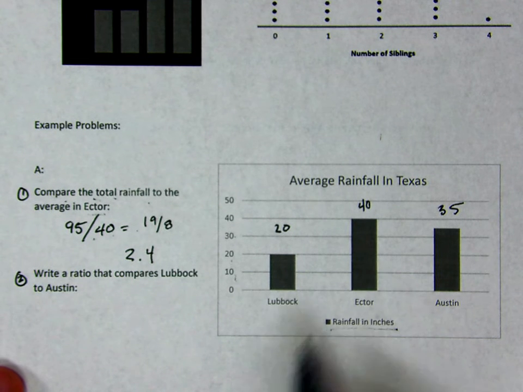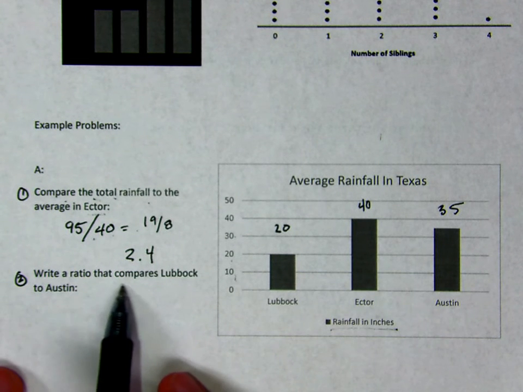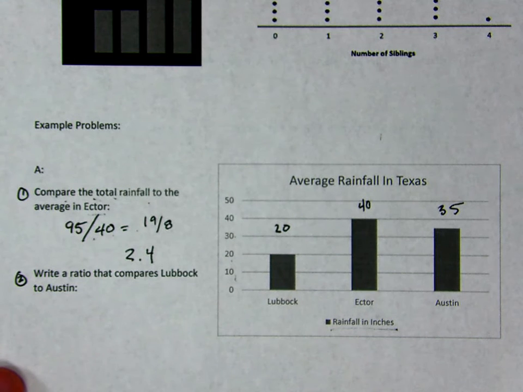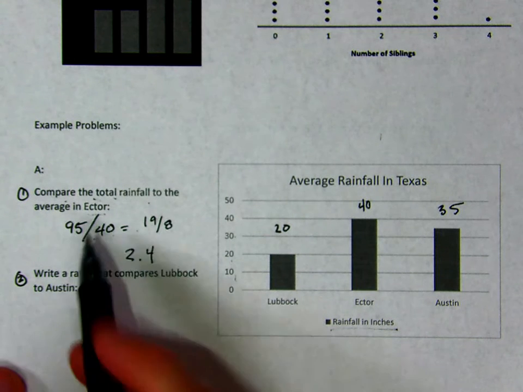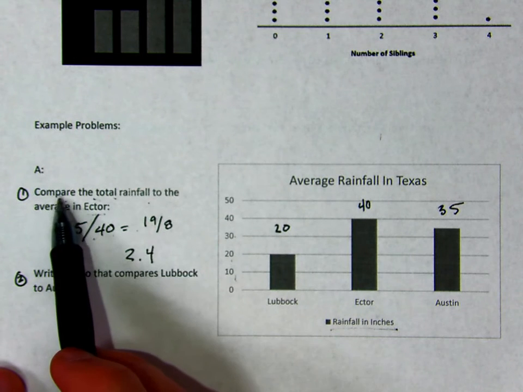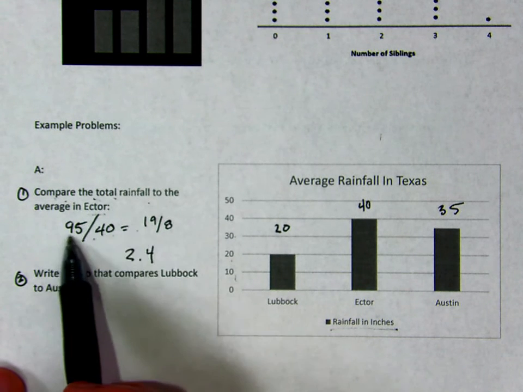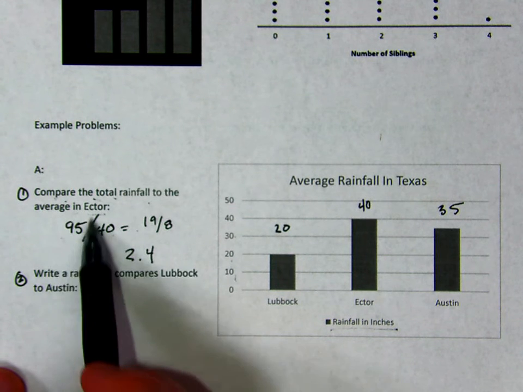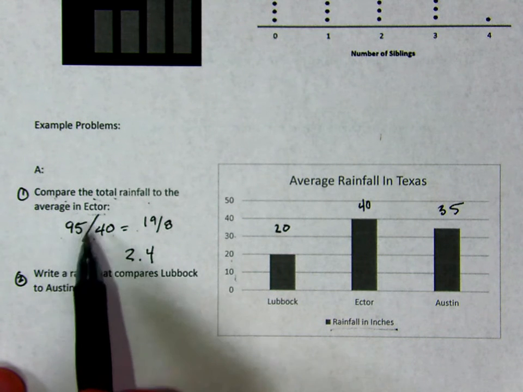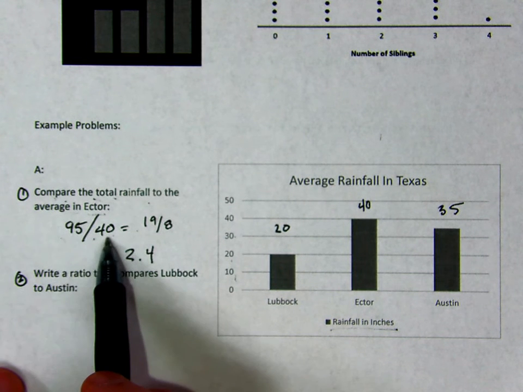Okay, so number 2, write a ratio that compares Lubbock to Austin. Okay, and I want you to compare in the order it comes. So in number 1, we compare the total rainfall first, so we put that on the top of our fraction or at the beginning. Okay, and the average of Ector would be on bottom or second.